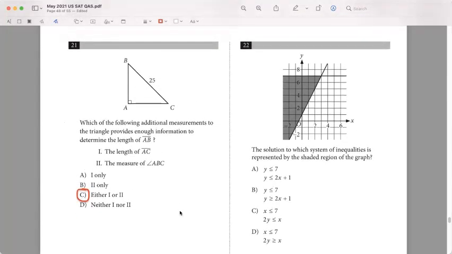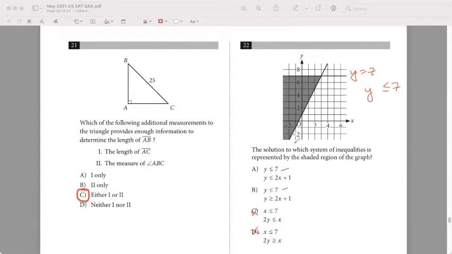22nd, the solution to which system of inequalities is represented by the shaded region of the graph? Okay, so this line is y equal to 7 and we have the region below that. So that will be y less than equal to 7. So y less than equal to 7 is definitely true. So it can't be C and D.